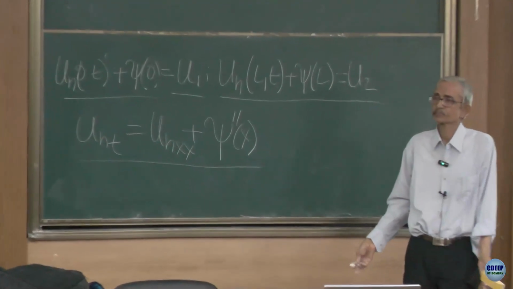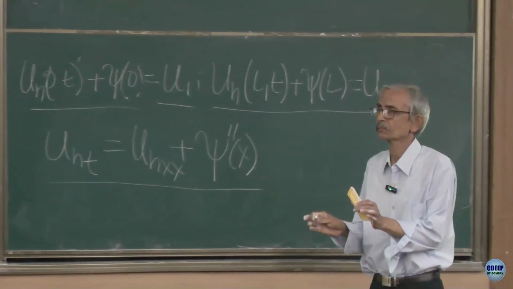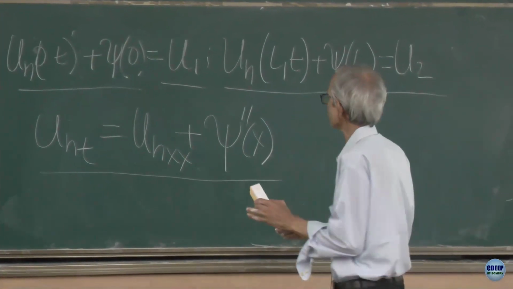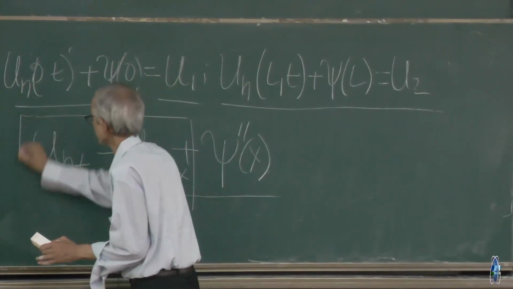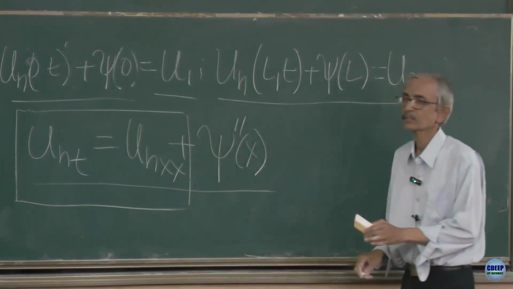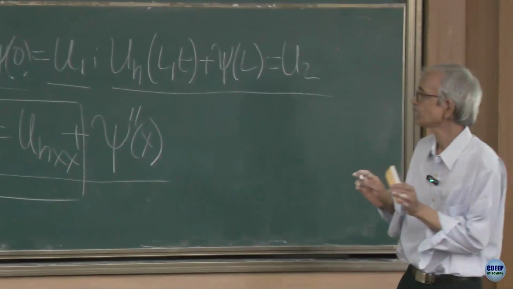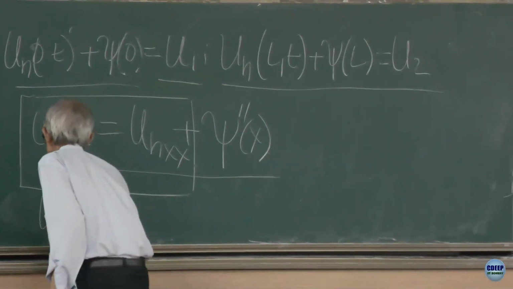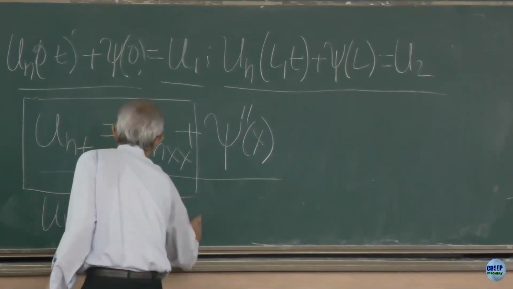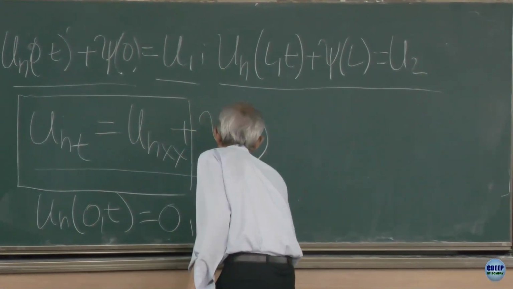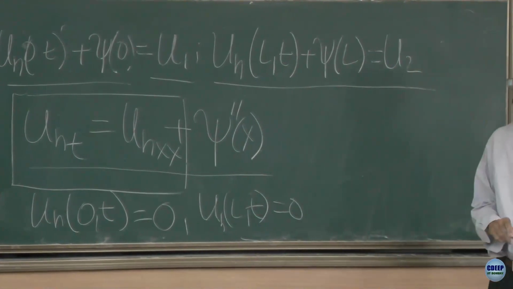Now what do I do? I have to make life easy for myself, right? Which means that, and I know how to solve this. We have done enough on this now. We know how to solve this. When what happened? When I had u_h at (0,t) equal to 0 and u_h of (L,t) equal to 0, and of course that other condition there, right?